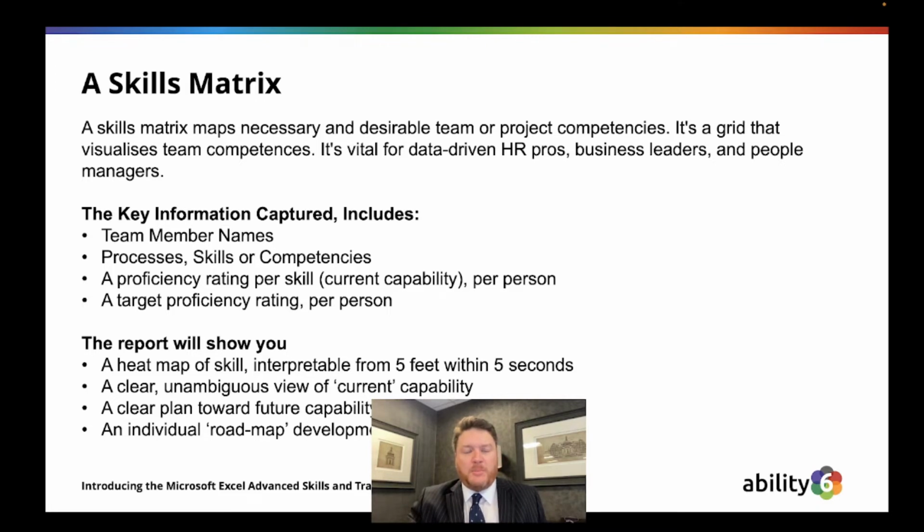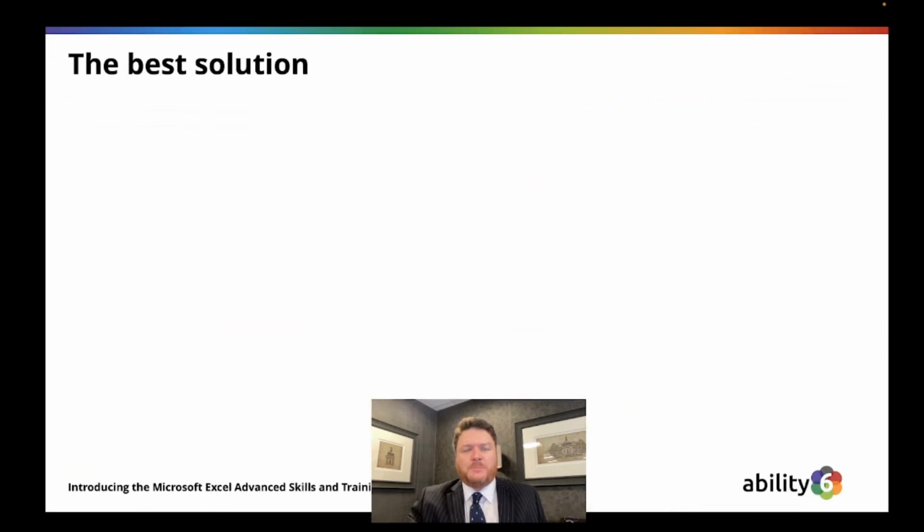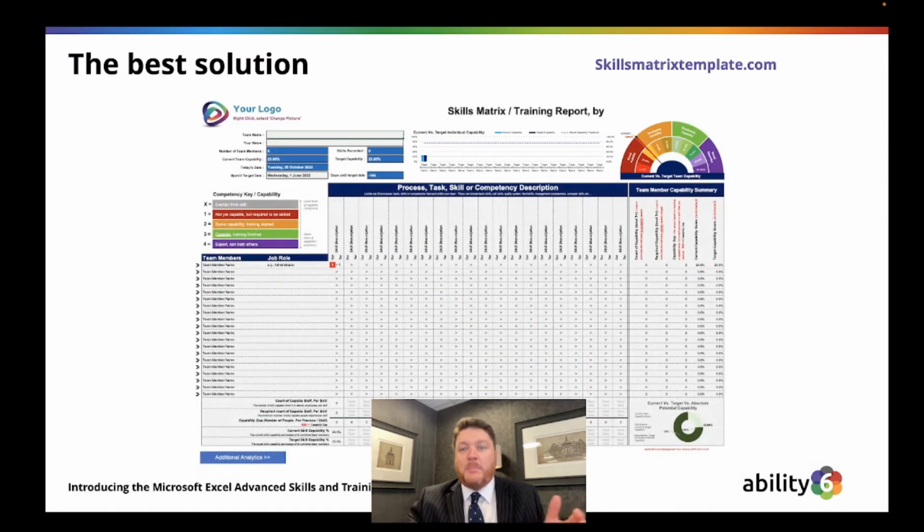I will jump into the spreadsheet, but I'll give you a high-level overview of what the spreadsheet consists of. This is the best solution for a single team of up to 20 people, up to 20 core processes. This is what the empty skills matrix looks like. Don't worry that you can't see it in too much detail. We're going to go into it in a second. But it's broken down as follows.